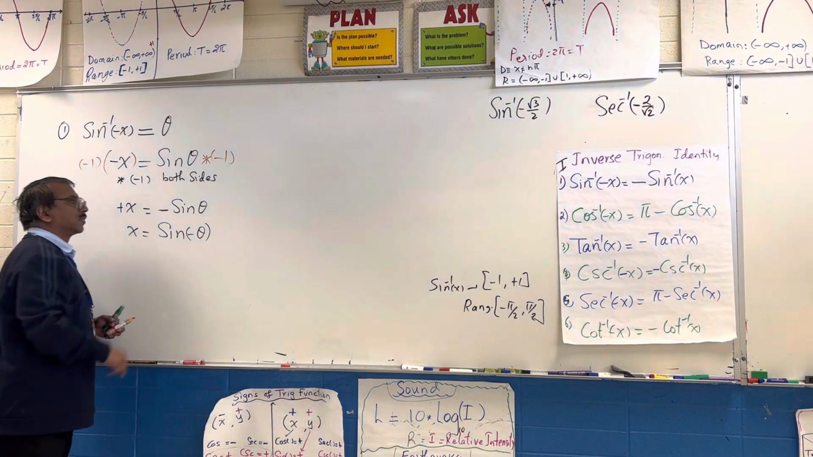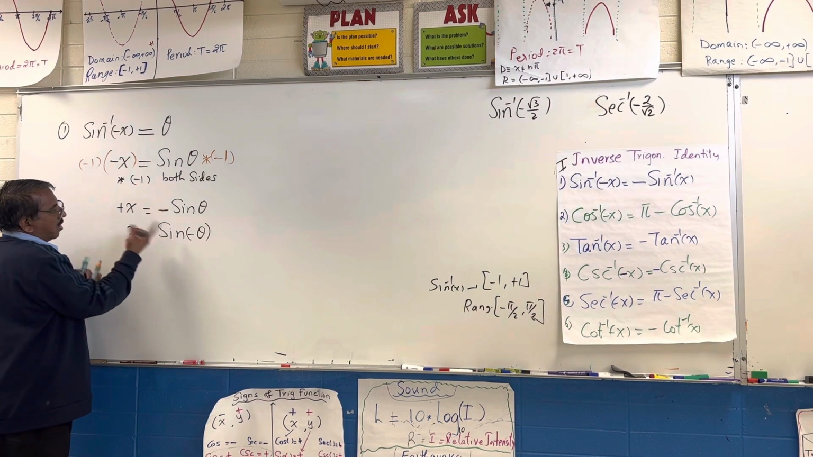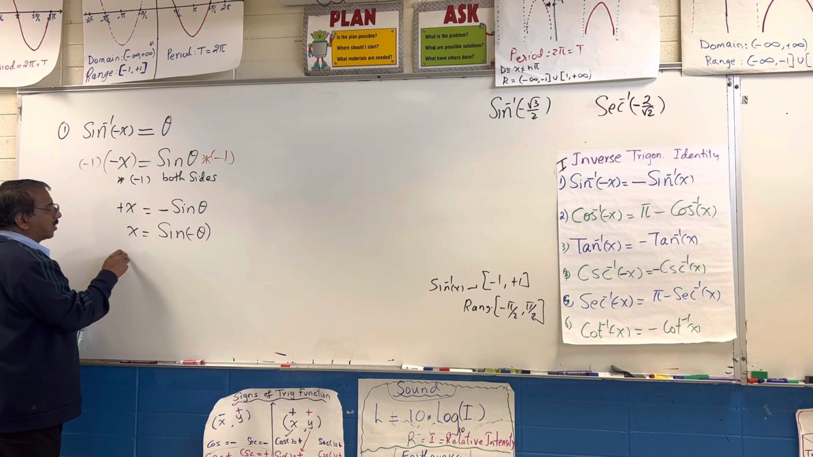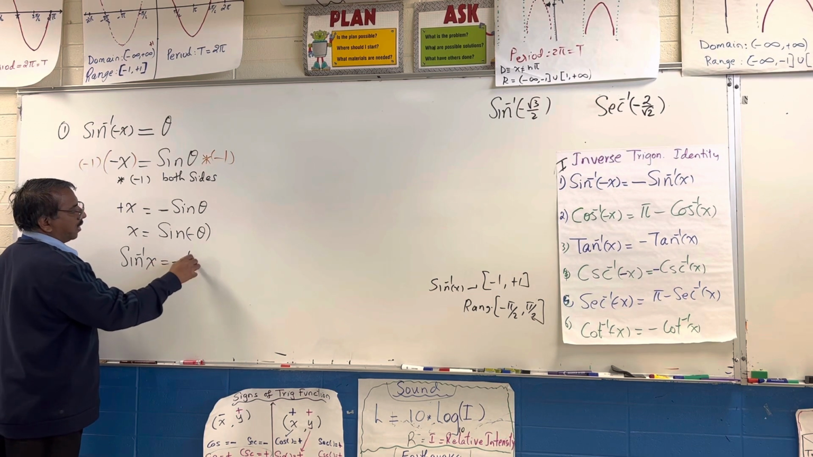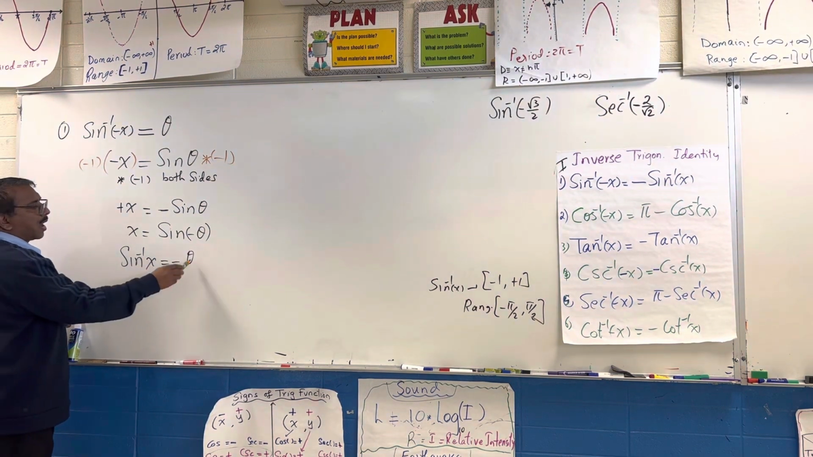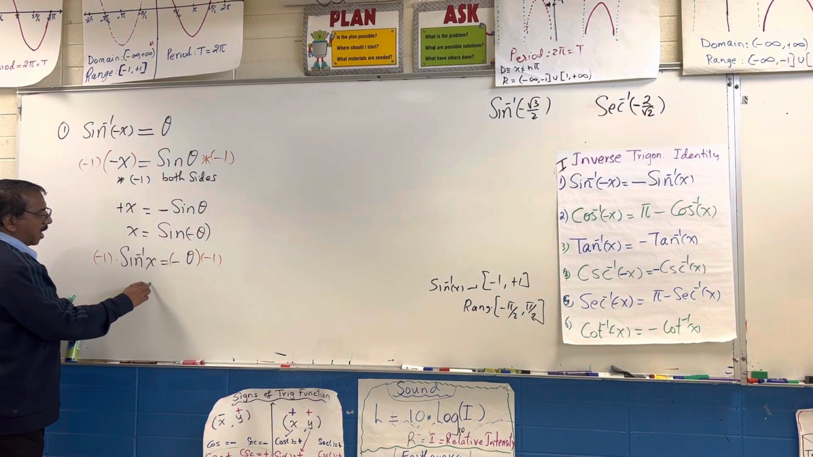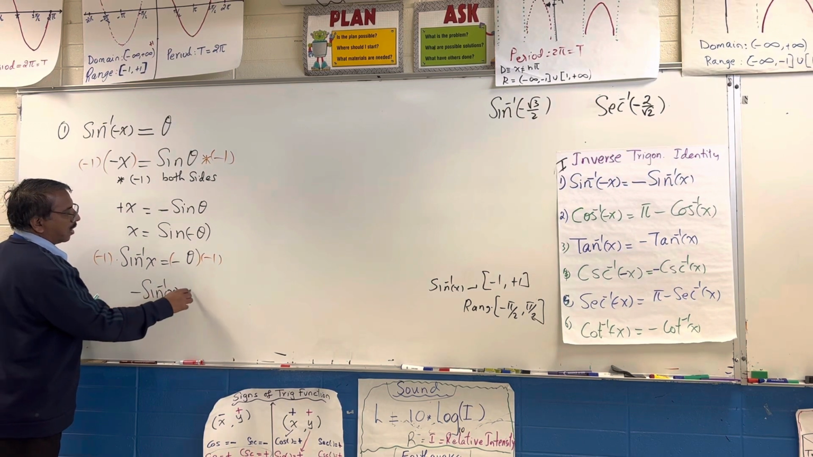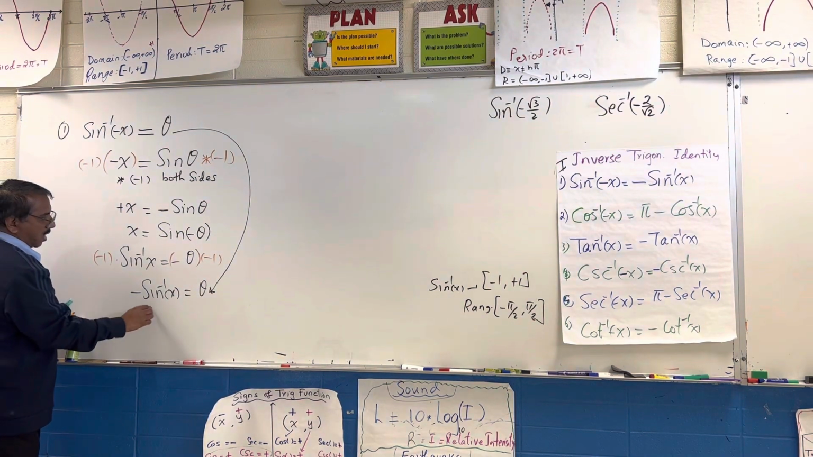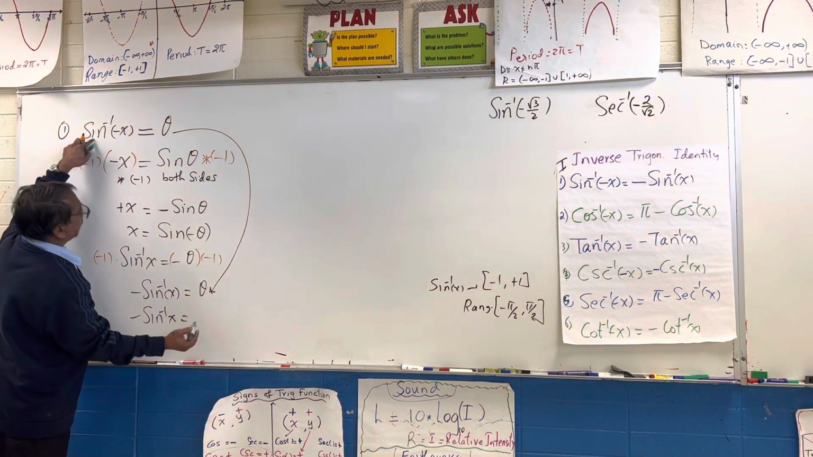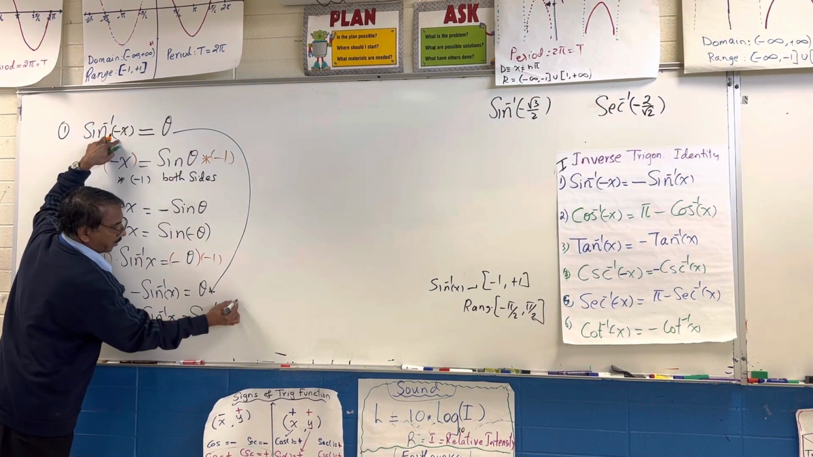Then again we can use the definition. If x is sine of theta, you use the inverse trigonometric function: sine inverse of x equals minus theta, and again multiply minus 1 on both sides. So this would be minus sine inverse of x, and this would be just theta. Replace your theta back here. So sine inverse of minus x equals minus sine inverse of x. And that proves it.